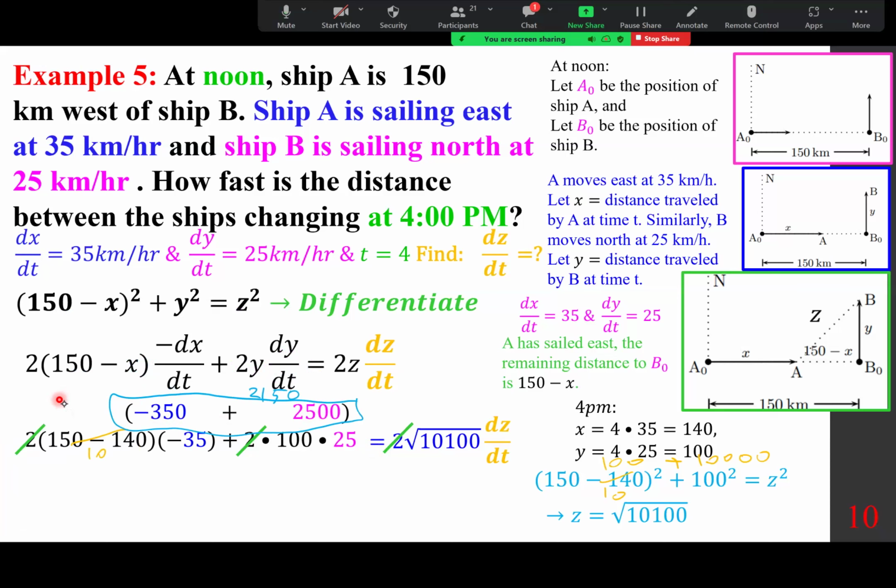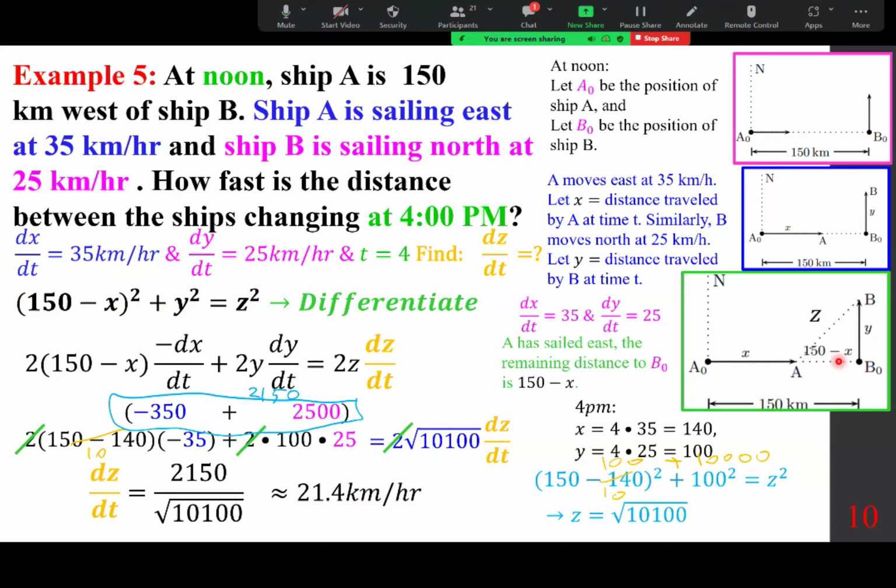2,150. And so dz dt is 2,150 divided by this number. And now use a calculator. And we go with one more decimal because they are given with the whole numbers. We just go with one more decimal, 21.4 kilometers per hour. If you have doubts, you have to put more decimals, but that's how you come up with the answer. And I hope you can see why, more importantly, why we go through the process of showing this, because we can't come up with this equation without having this drawing.